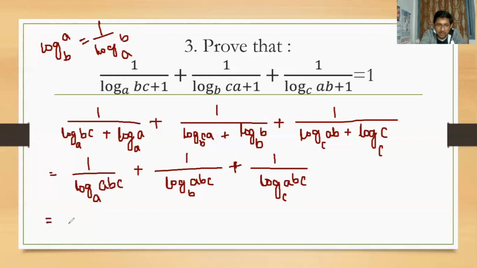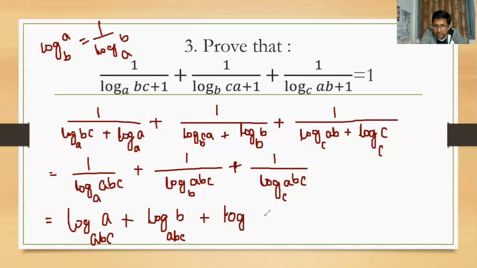So let's see this. See, almost every property is used, right? So log base ABC of A. Here again, the same thing is going to happen. Log of B is going to come at the top, ABC is going to come at the bottom. So ABC comes here and B goes there. Plus again log, ABC comes at the bottom, C goes to the top, right?